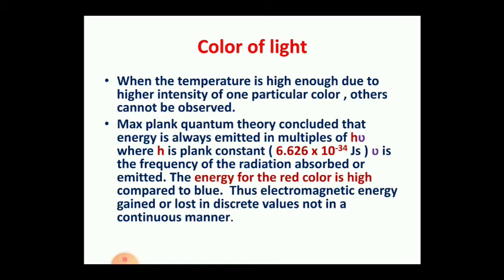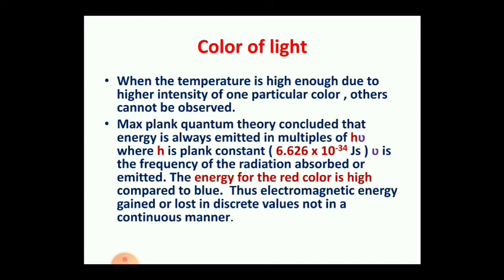When an electron goes to a higher level, it absorbs the energy, and when it comes to the lower level, it emits the energy in the form of radiation, that means electromagnetic waveform. The energy for the red color is different from the energy for the blue color.